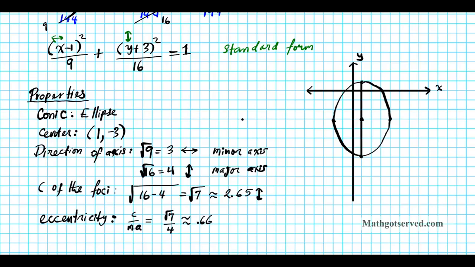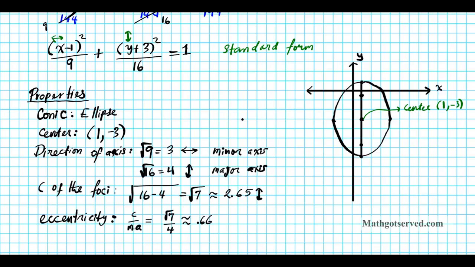So let's start labeling. We're going to start with the center. Just right there is the center. The center is 1, -3. Next thing we're going to graph are the foci. 2.65 in both directions, so I'm going to go up, 1, 2.6, that's somewhere here. Alright, and then 1, 2.6 is somewhere here.